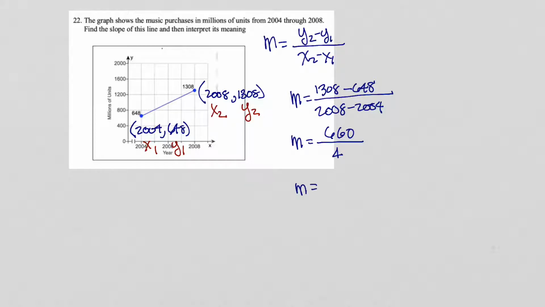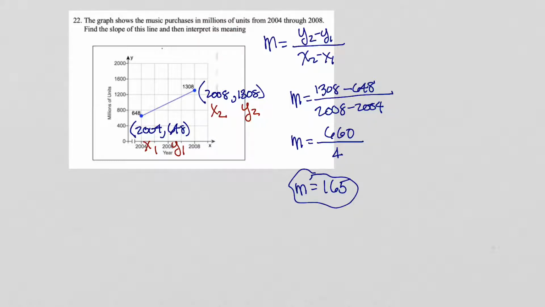Now, we can reduce this. In fact, 4 goes into 660 exactly 165 times. But here's what I want to do. All right, so we've got the slope. That's part of the question. The question says, up here, find the slope. We got the slope. But now it also says interpret this.